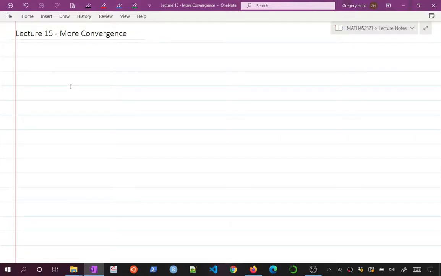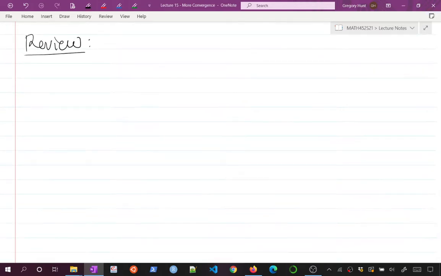This is lecture 15, and in lecture 15, we're going to continue talking about convergence of random variables, picking up where we left off last time. So as a review of last time, we started talking about convergence of random variables, and we had talked about two definitions.